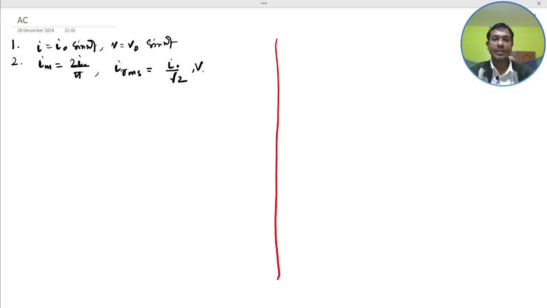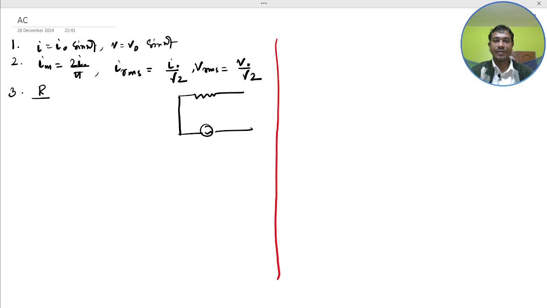and also the VRMS is equal to V naught by root 2. AC circuit containing only resistors. So next one, AC circuit with only resistors. Here the resistor and the AC are given, this is the R, here V equal to V naught sin omega t.